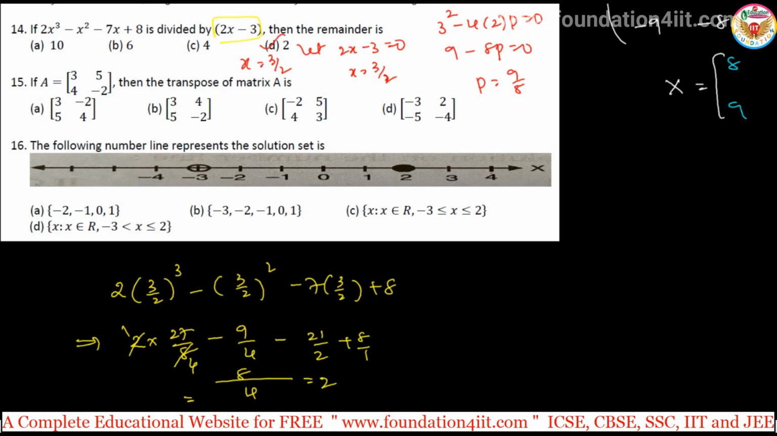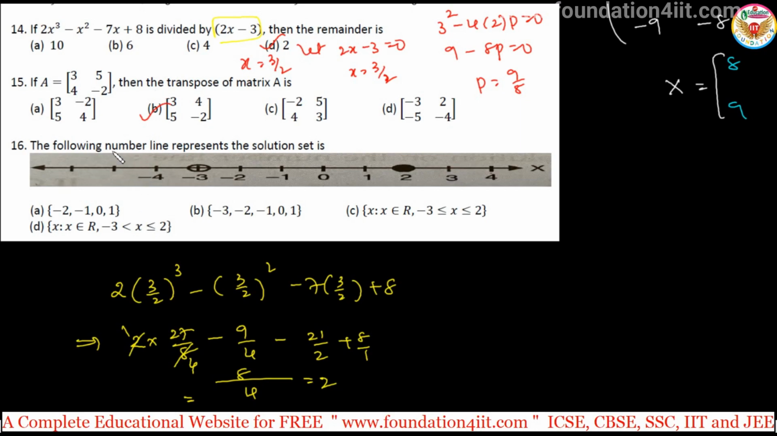And the 15th one is a direct problem. A matrix is given, then the transpose of matrix A: 3, 5, 4, minus 2. So first row as first column: 3, 5. Here also 3, 5 is there. Among this, again 4, minus 2; 4, minus 2. So rows and columns are interchanged.